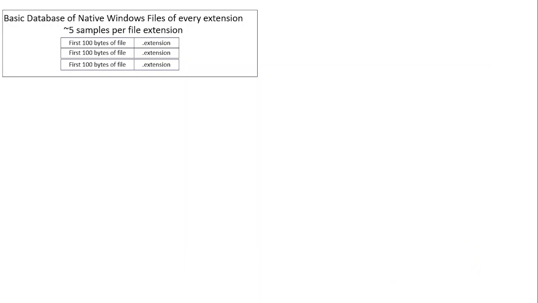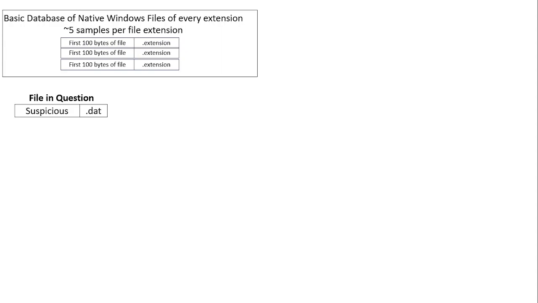So here's how the script works. It keeps a database of all of the Windows file extensions from a fresh install of Windows. And along with each file extension, it has samples, roughly 5 samples of each file extension that contain the first 100 bytes of those files.